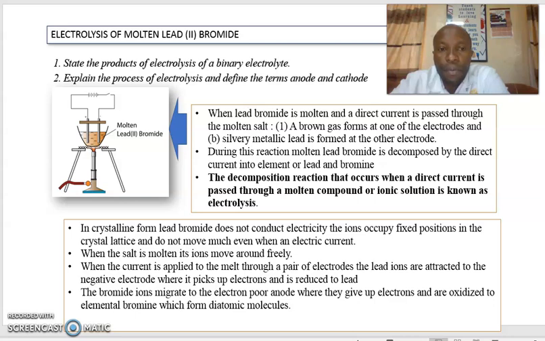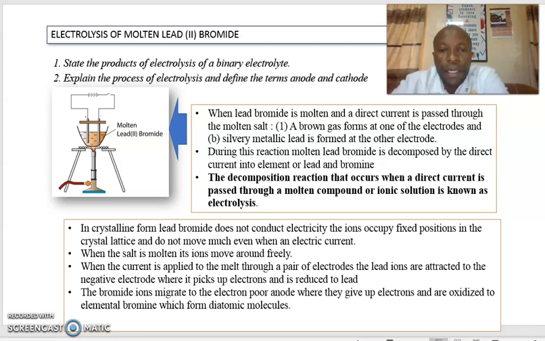Electrolysis of lead bromide, and in this case there are two objectives that we need to meet. One is to state the products of electrolysis of a binary electrolyte. Number two is to explain the process of electrolysis and define the terms anode and cathode.